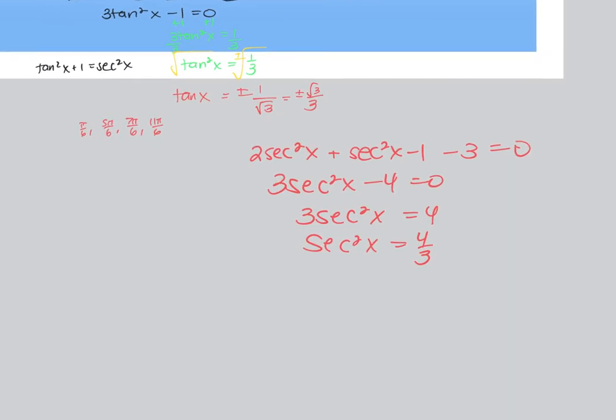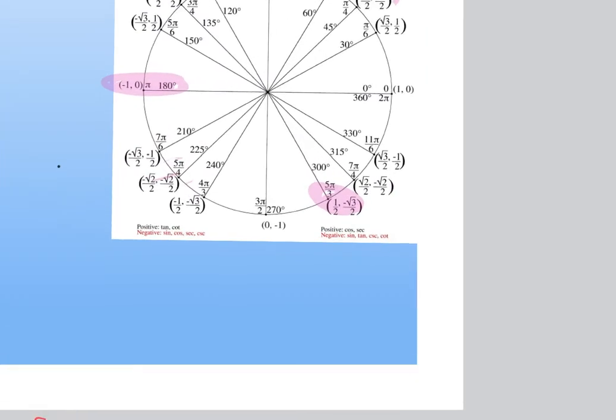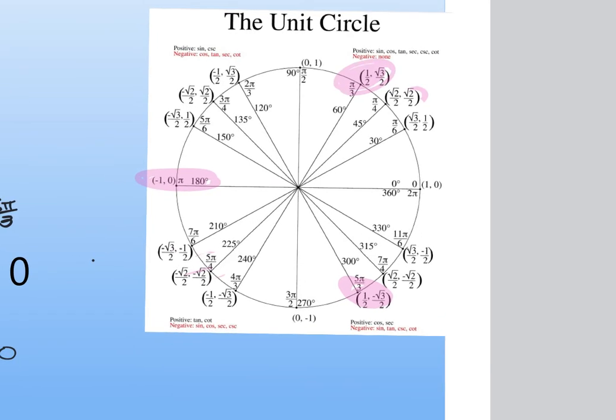Square root both sides, doing the plus and minus, so secant of x would equal plus and minus the root of 4, which is 2, over the square root of 3, which has to stay that way. Then it's not secant, it would be cosine on our unit circle, so we flip this side and we flip this side. So now I'm looking for all the places that the x is plus or minus square root of 3 over 2, which is all the over 6's.